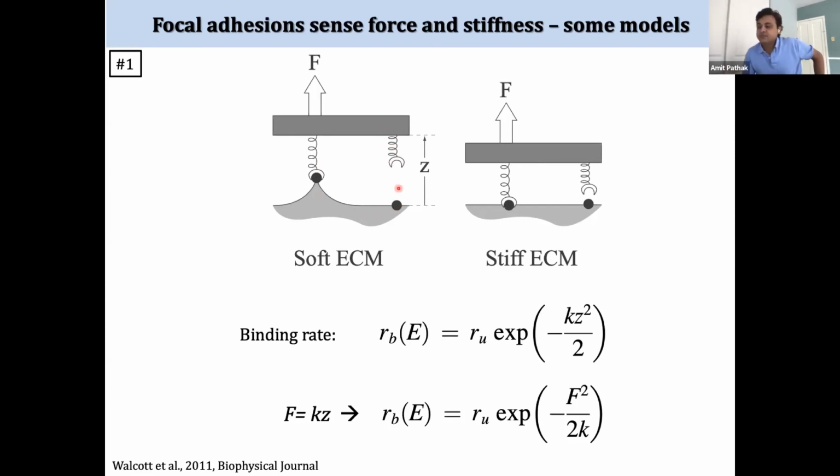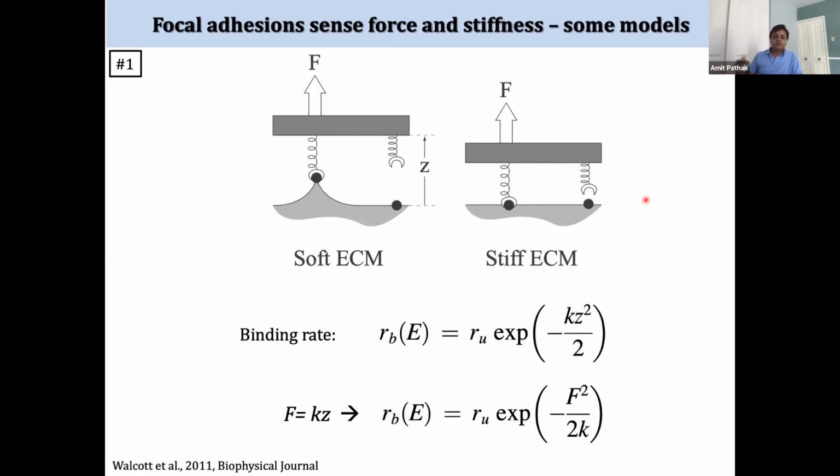Because of the soft ECM, the distance between the two has gone up. So the likelihood of new bond formation will go down. On the other hand, if it's a stiff ECM and you apply the same force, because the stiff ECM is stiff, it won't move that much. The distance between the bond on the ECM side and the cell membrane does not really change that much. So the probability of new bond formation does not go down. It remains high, right? So that is the basic idea, the proximity idea.